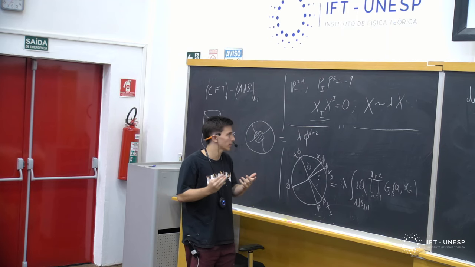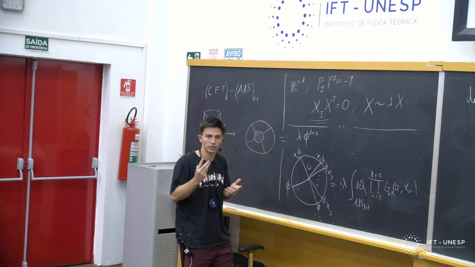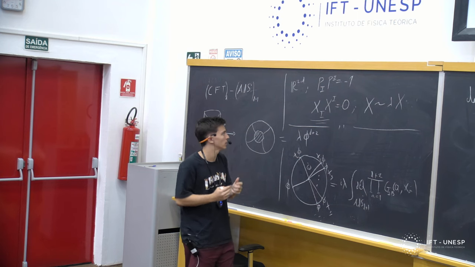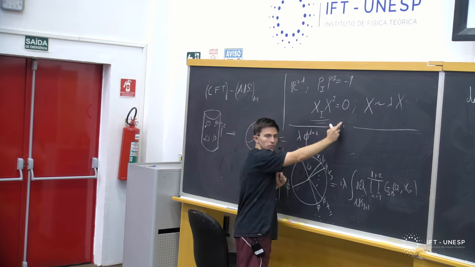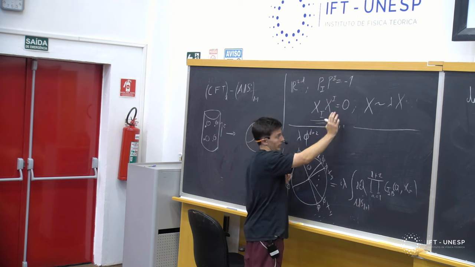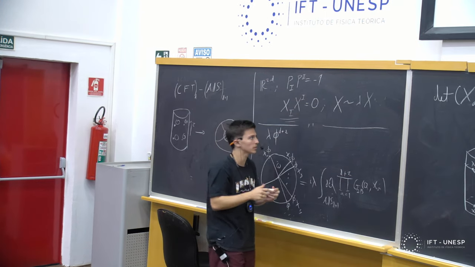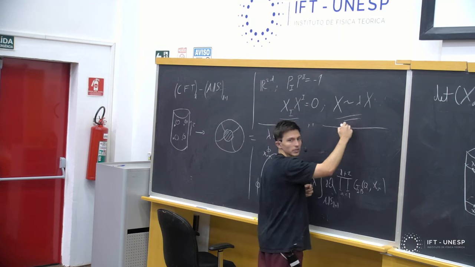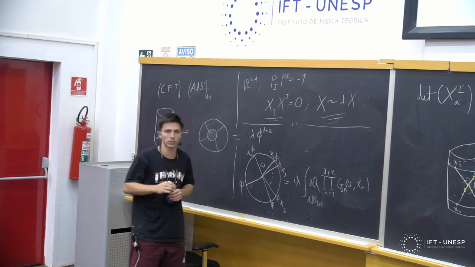So the boundary of AdS should have D dimensions, D independent coordinates. And here we have i going from 1 to D plus 2. We have one constraint, which should mean that there are D plus 1 independent coordinates, but due to the fact that we have this identification, we have in total D degrees of freedom. So this describes the boundary.